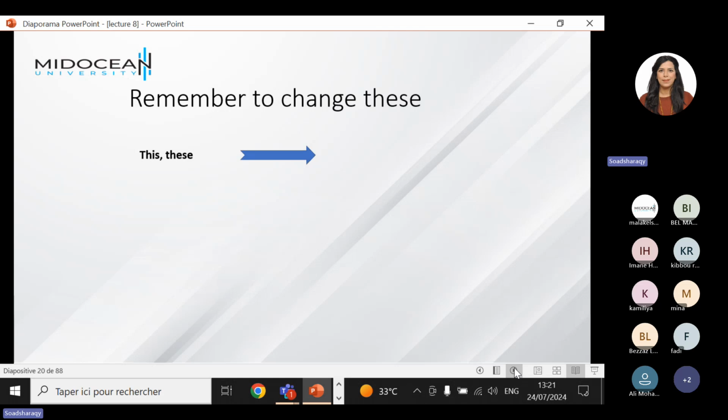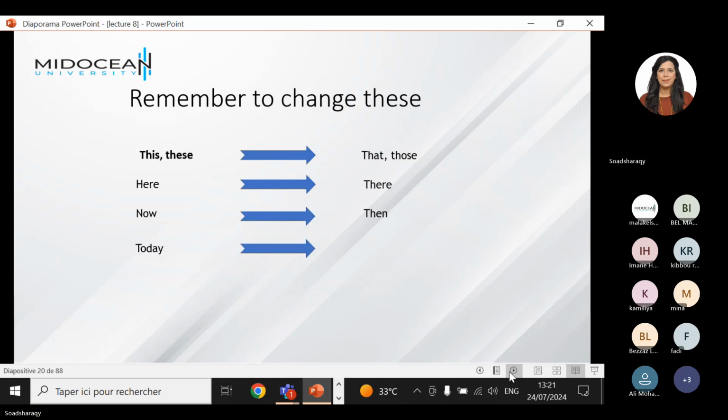So this or these changes into that, those. Here changes into there. Now changes into then. Today changes into that day. This evening changes into that evening. Tonight changes into that night.